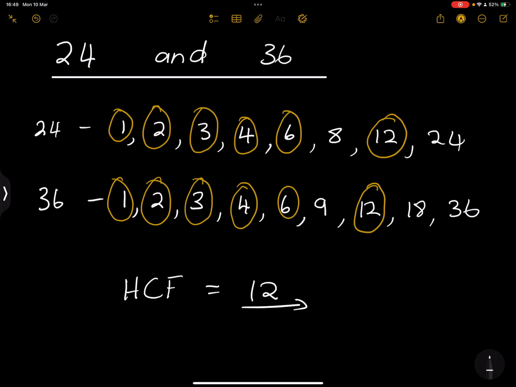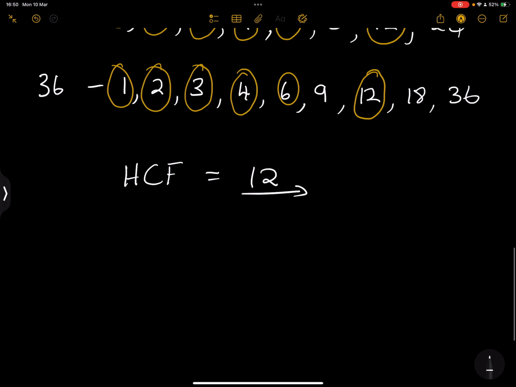Now, ladies and gents, I'm going to be taking this lesson yet again, right? And this time we're going to be using the ladder method in our next video to show you how to get the highest common factor.